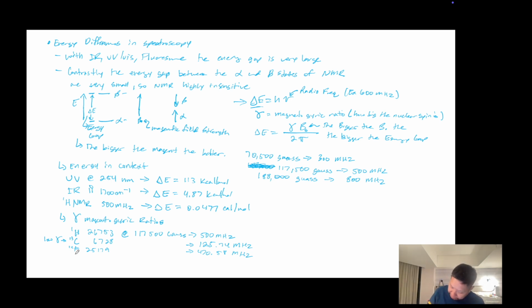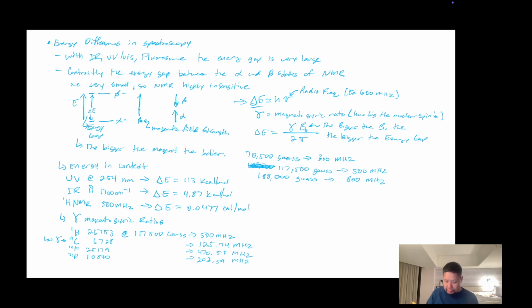Phosphorus 31 is kind of a mid. It has a magnetogyric ratio of 10,840. So on a 500 megahertz instrument, you're actually only getting out of it effectively 202.59 megahertz.